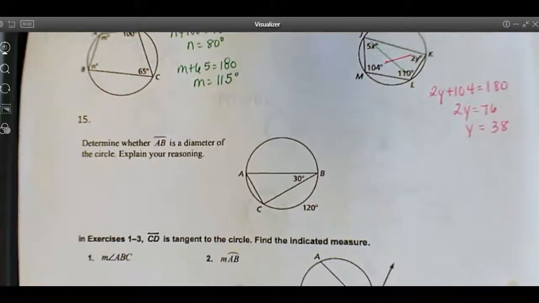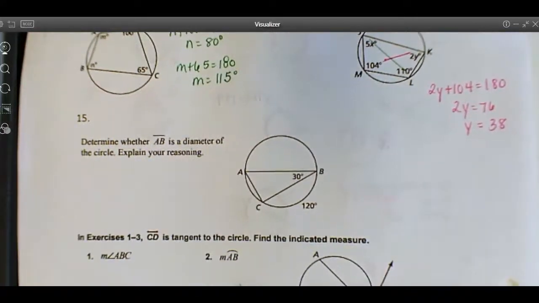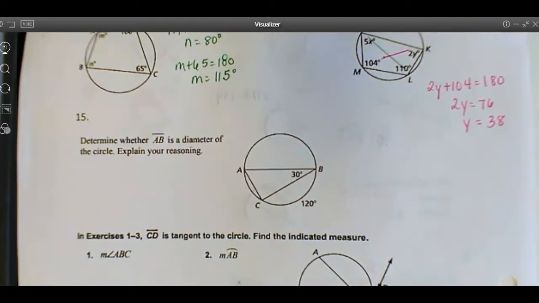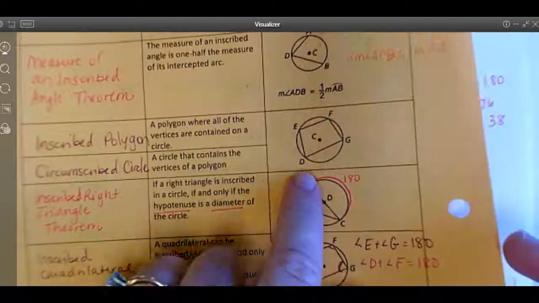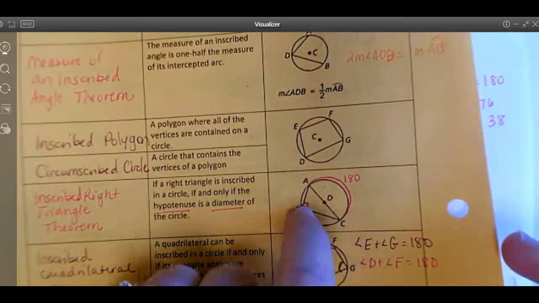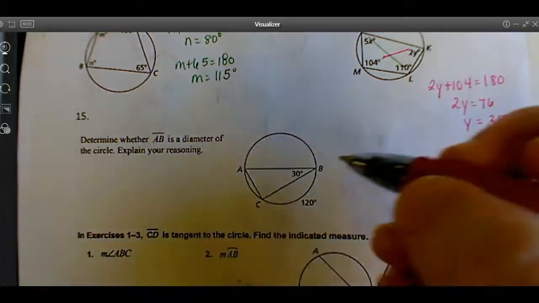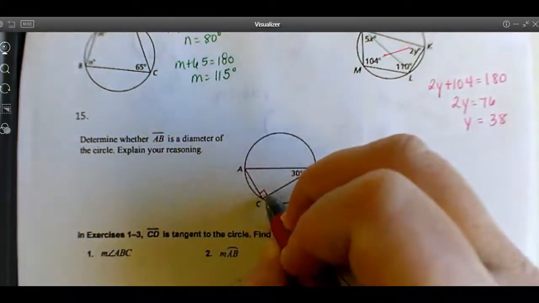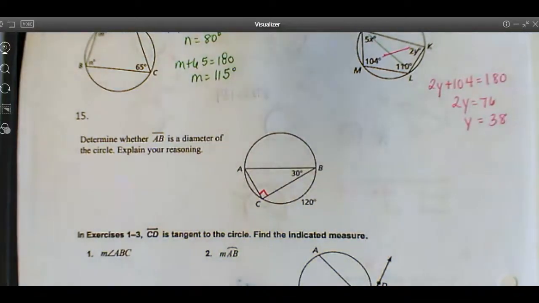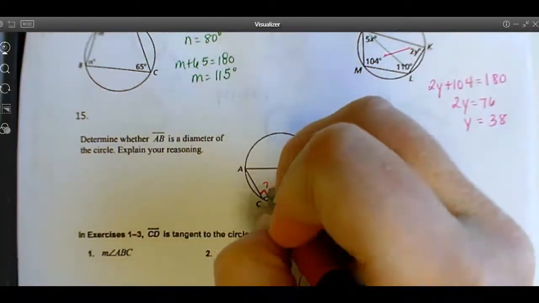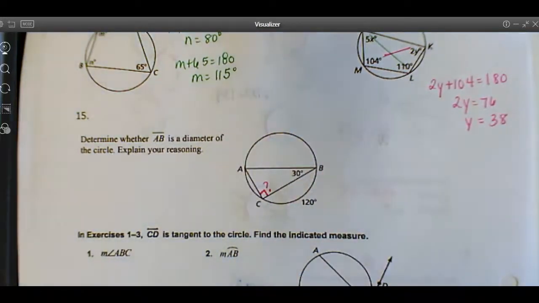Okay, number 15, it says determine whether AB is a diameter. And that's what the right triangle one was telling me, was it's a diameter as long as this is a right triangle. Okay, so it would be a diameter if that right there is 90 degrees. And so that's what we've got to figure out. We're trying to figure out, is that true? Is that 90 degrees? Okay?